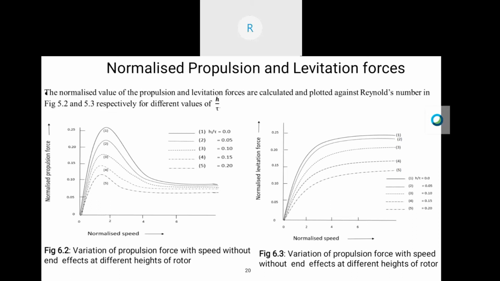No, I'm not asking about simulation. There are multiple graphs, right? In a single graph there are multiple graphs for different h by tau values, right? Yes, sir. Then I'm asking how you plotted those. To plot a single graph you require lots of values, right? Yes, sir. Did you plot it by yourself?